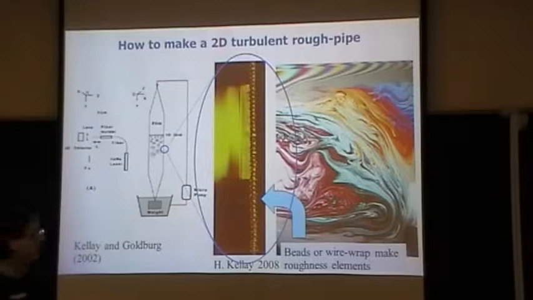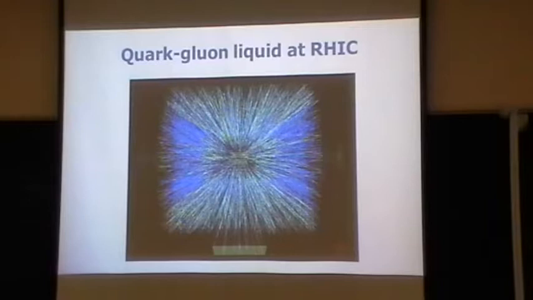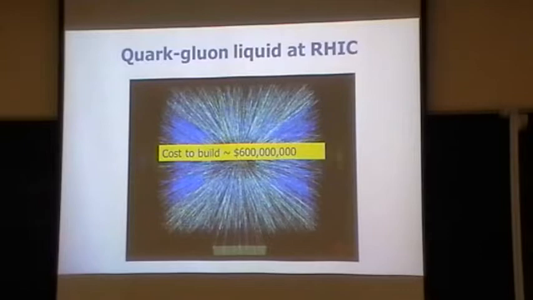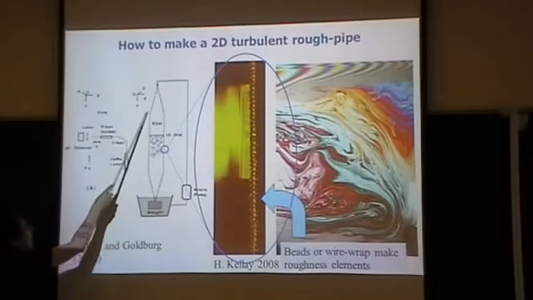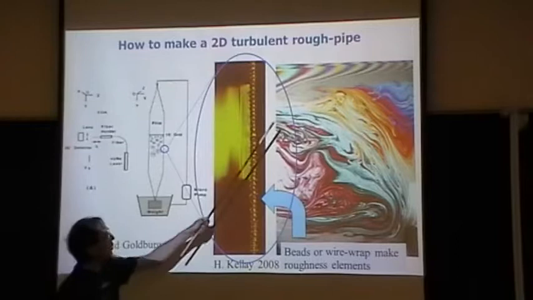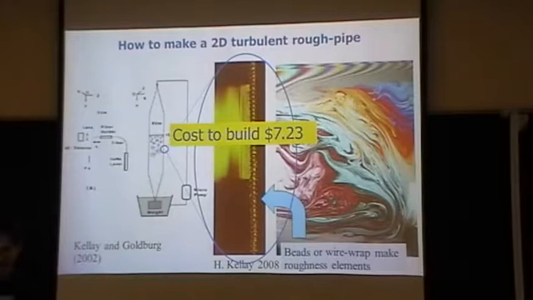Well, what you do is you either go, as we talked about, to RHIC and do a quark gluon plasma, and the cost to build that is about $600 million, and that doesn't include the cost of running it or building the detectors or paying people to analyze the data. On the other hand, you can go down to Walmart, get some fishing wire, get some Fairy liquid, string the wire up in this way, and make a thin film of soap bubbles, and then watch the soap film flow down, and the total cost of all that is about $7.23. Okay? So now you take these soap films, and you can make a two-dimensional rough wall.